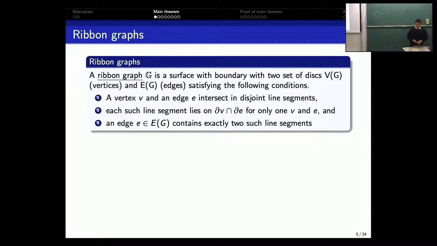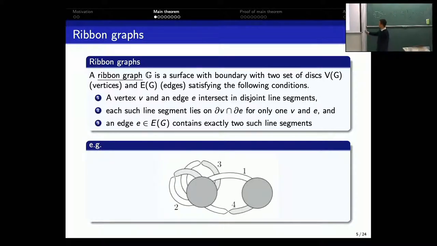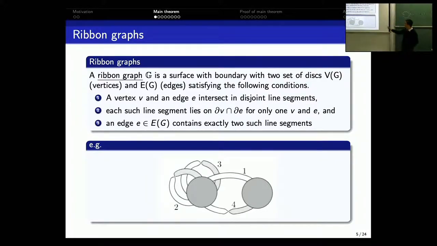To state our main theorem, I have to define some things. First of all, there is a notion called a ribbon graph. A ribbon graph G is a surface with boundary with two sets of disks. We call the sets of disks V(G), the vertices, and E(G), the edges, and they have to satisfy the following three conditions. But sometimes a picture speaks more than 1,000 words, so I'll just give an example. These two big circles are representing vertices, so this ribbon graph has two vertices and four edges.